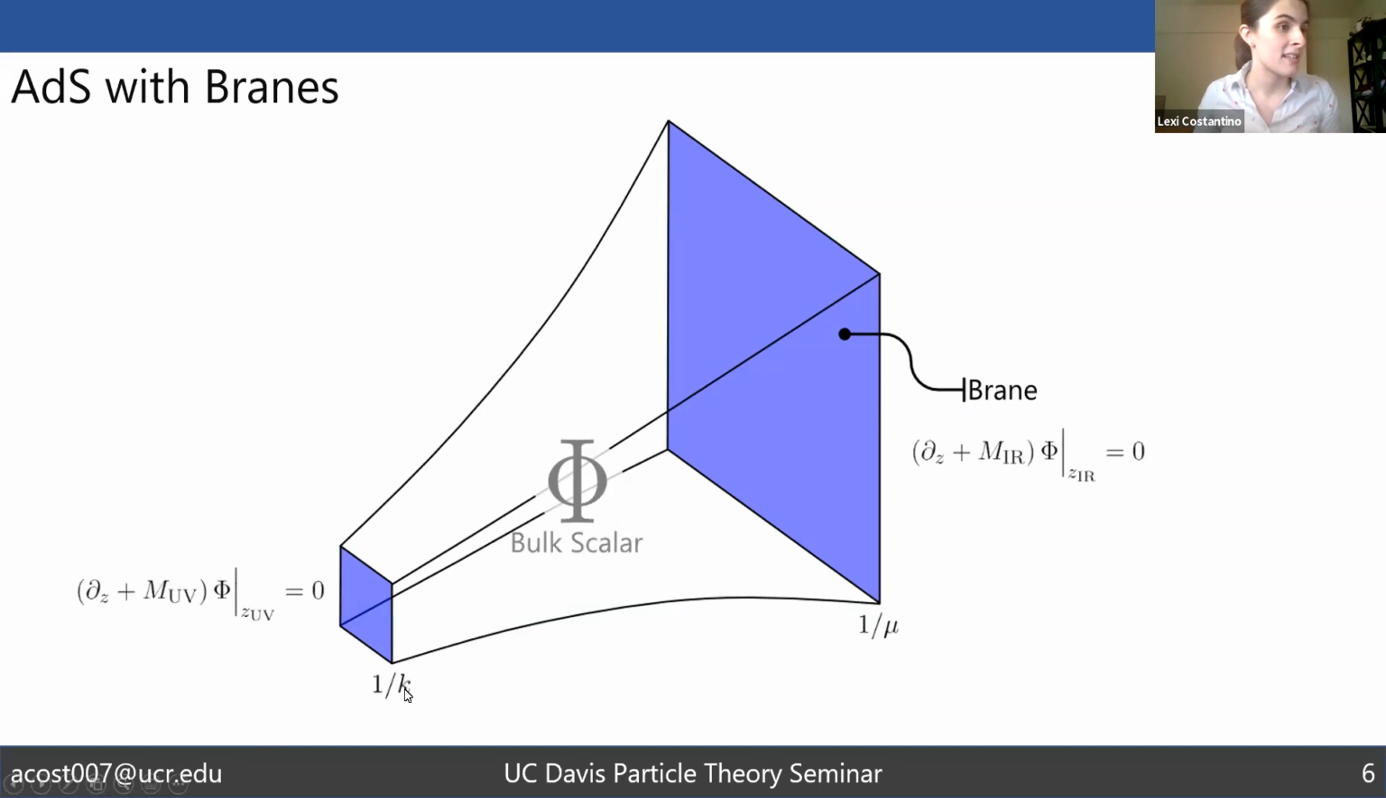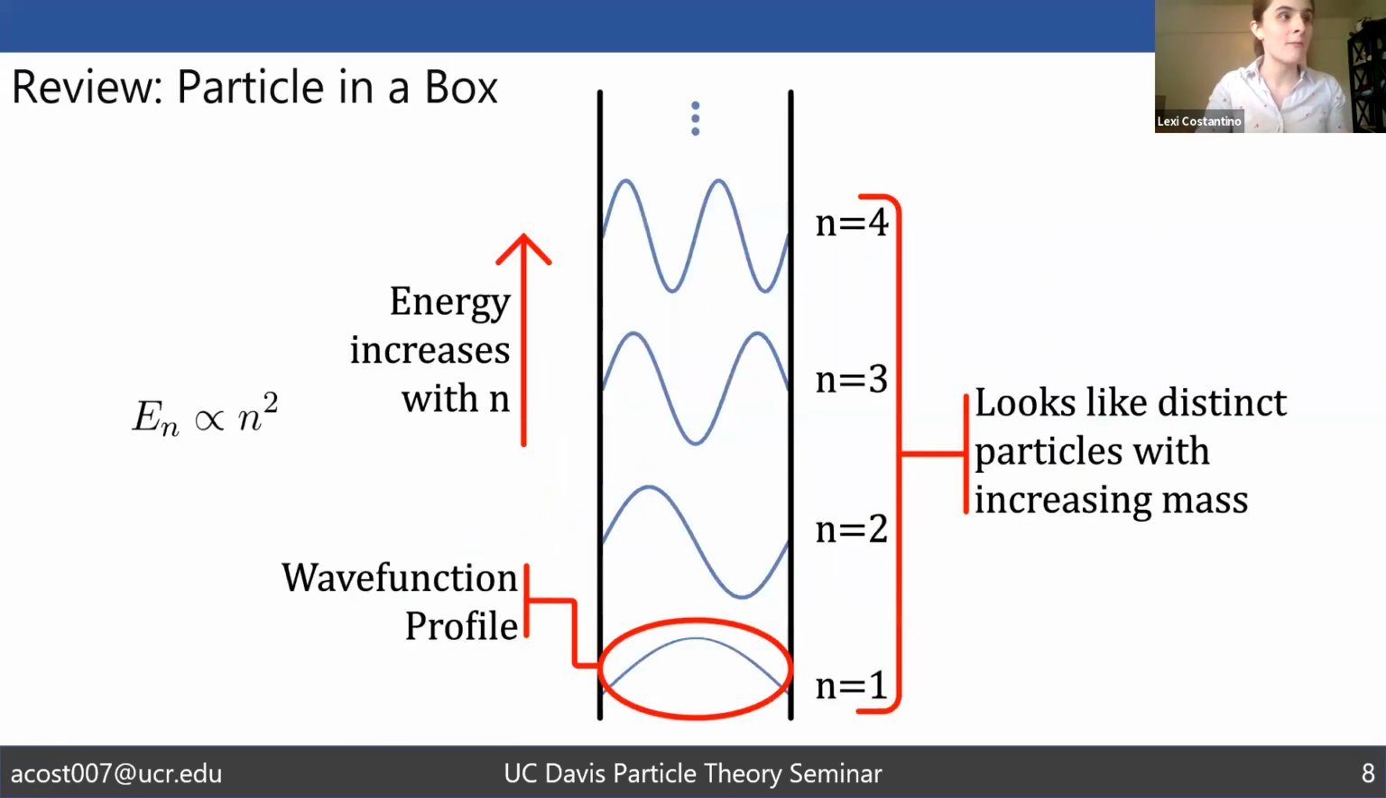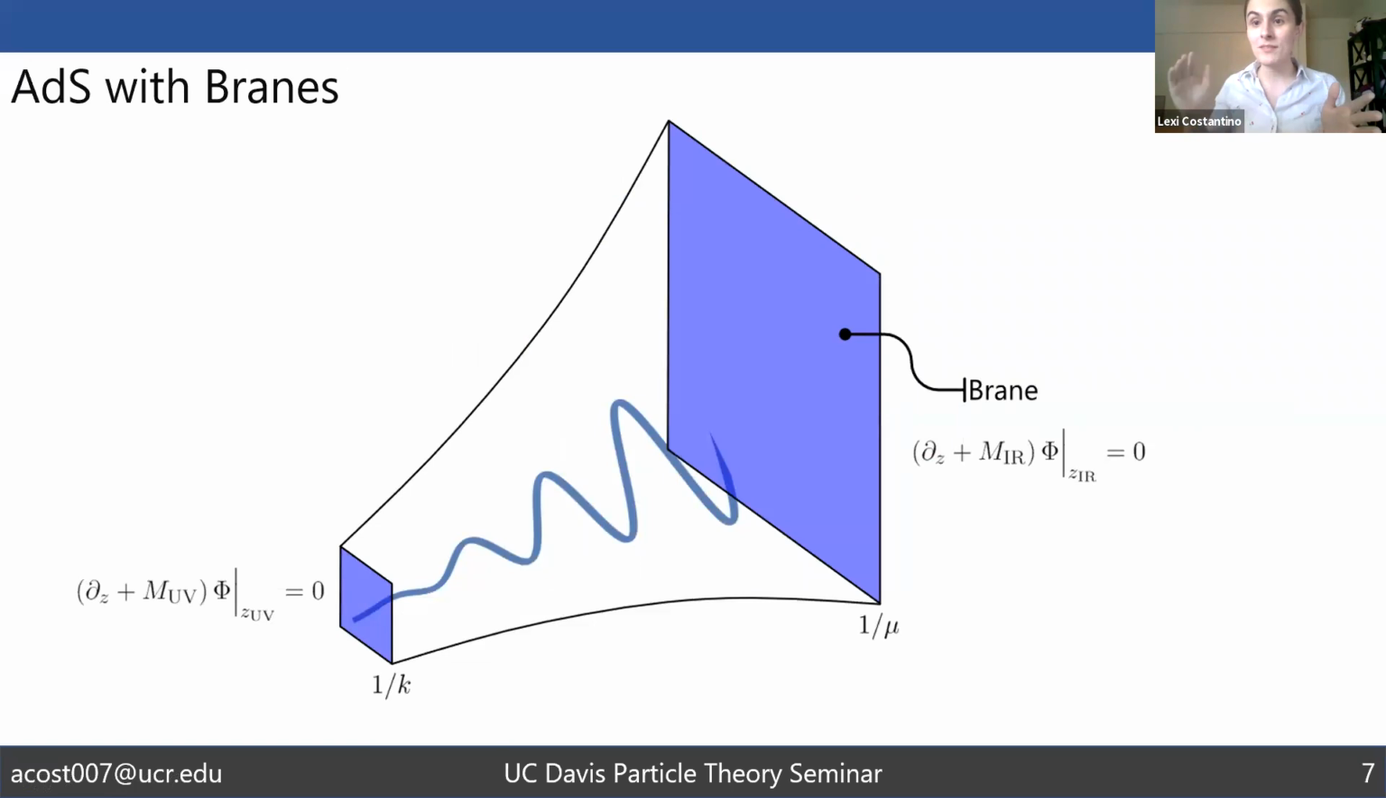The branes set boundary conditions for this bulk field. There's some semi-generic boundary condition here in the UV and in the IR. Notice the IR position is set by this mu scale. This will pop up in a second. Very much like when you have a particle in a box in undergrad quantum mechanics, when you have two branes, when you have these two boundary conditions, you'll have a set of discrete modes that in flat space would correspond to something like the momentum of the particle in this direction.